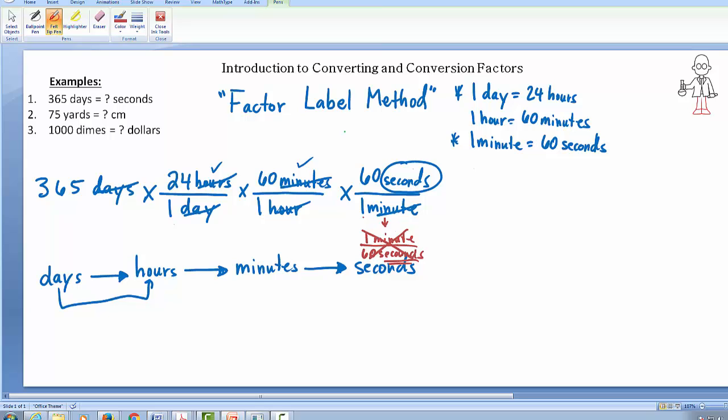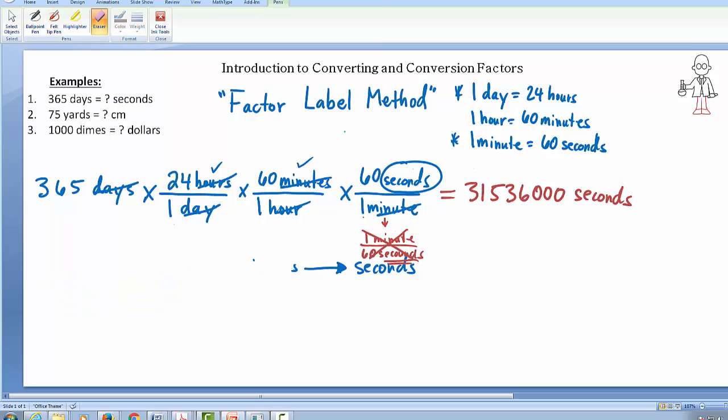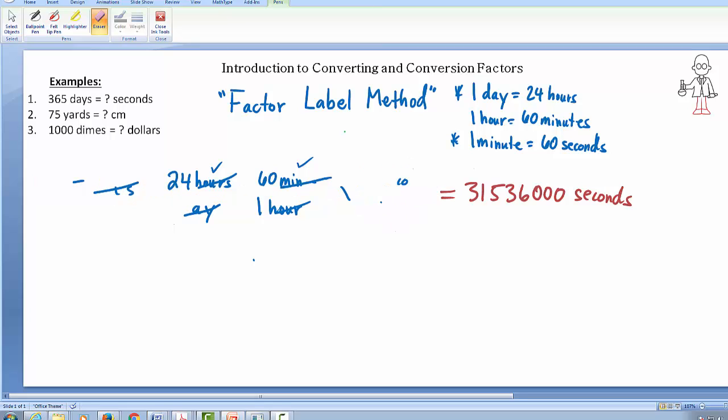So now when you multiply 365 times 24 times 60 times 60, we get a number of seconds. And that comes out to be 315,360,000 seconds. And this is the procedure that you will use in every problem that you have to use the factor label method in order to convert from one unit to another.